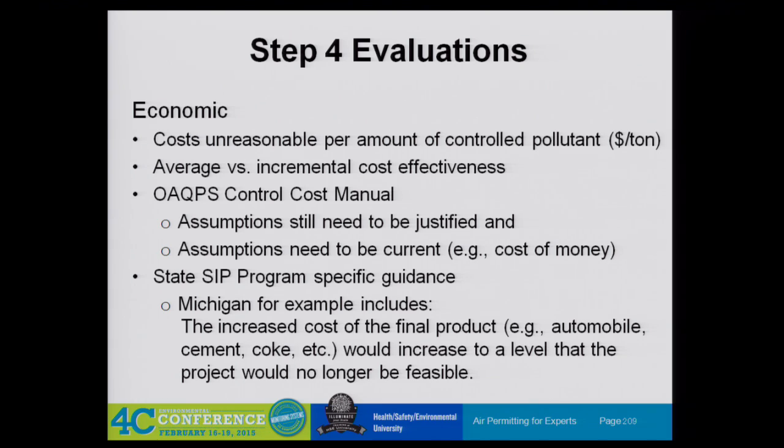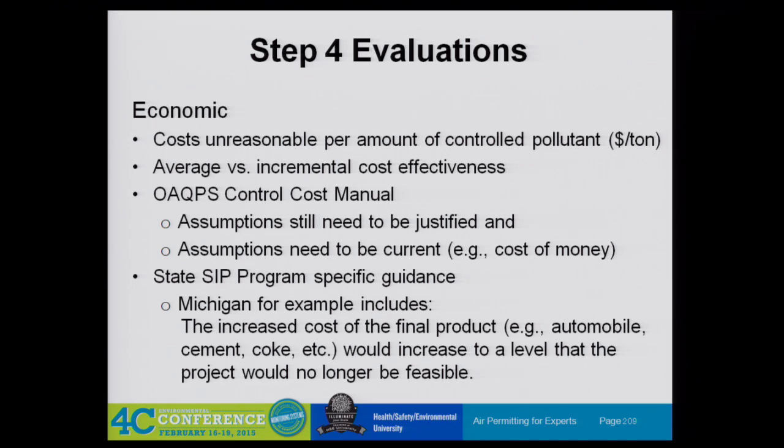Assumptions need to be current. There's cost of money calculations in there. If you went back to when this was first in, it was probably something like a 14% interest rate or something. Well, that's not a 14% interest rate anymore for a cost of money. Much as I like to put that in there to justify something's way too expensive, it's not going to fly anymore with interest rates at 3% or something for big projects.